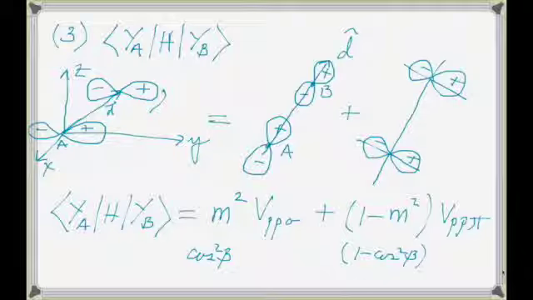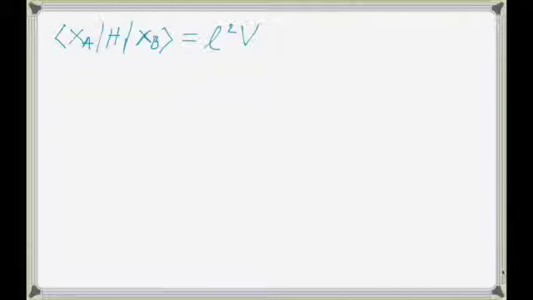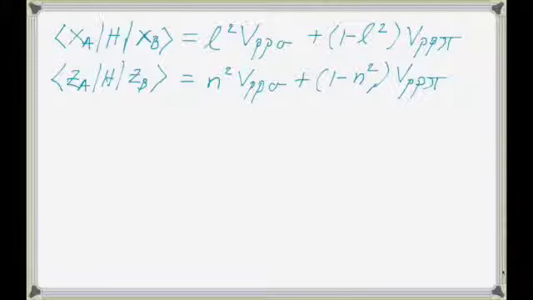Okay, and so by symmetry, the other ones you just get by replacing m with l and n. So just to write them all down, we've got the matrix element between x on A and x on B is l squared V_ppσ plus 1 minus l squared V_ppπ. Again, since l, m, and n are the same for an ideal crystal, it's trivial, but they don't need to be the same. Okay, so that's those two kinds of matrix elements.